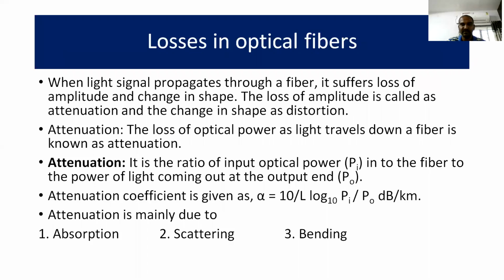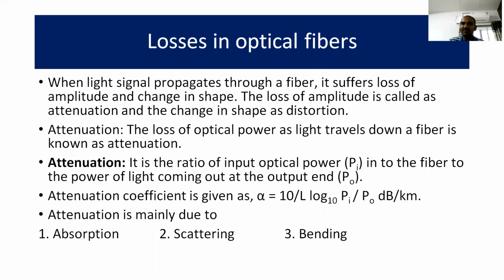When light signal propagates through the fiber, it suffers a loss of amplitude and change in shape. The loss of amplitude is called attenuation and the change in shape is called distortion. So usually when light transmits through the optical fiber, it suffers two major changes. One is a change in the amplitude, so the loss of amplitude is known as attenuation. And if there is a change in shape, that will be called distortion.